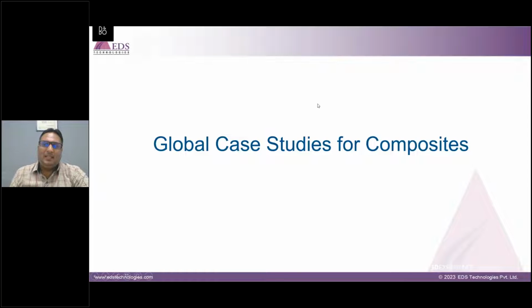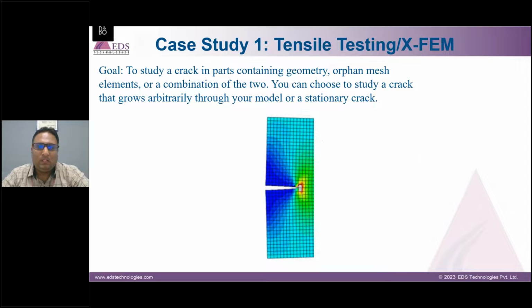Now moving towards the global case studies, as this was an introduction to how we basically work on composites in the FEA solution in Abaqus. So first of all, the XFEM tensile testing. This is a basic study which everyone does when we have to manufacture any kind of composite. XFEM is nothing but the extended finite element method, which we use for creating a crack, and then we visualize how this crack has propagated. This can be used for any kind of geometry, for orphan meshes from other software, as well as a combination of the two. And we can also have an arbitrary crack or a stationary crack to visualize.